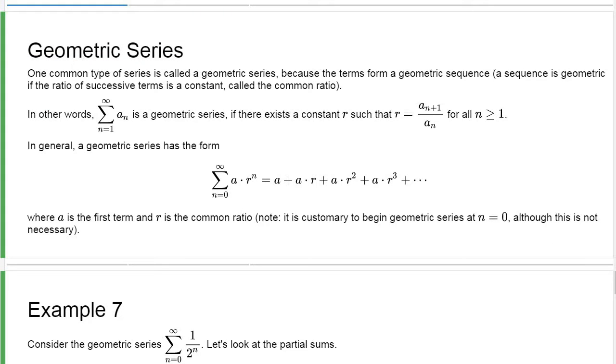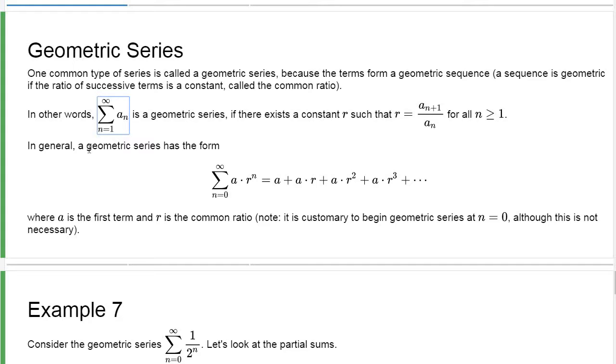A common type of series is the geometric series. It's called geometric because the terms of the series, the a sub n, the things you're adding up, form a geometric sequence. Remember, a sequence is geometric if you divide successive terms, you always get the same number. And that's called the common ratio. So if you take the 5th term and divide by the 4th term, it's the same thing as the 101st term divided by the 100th term. You have that common ratio there.